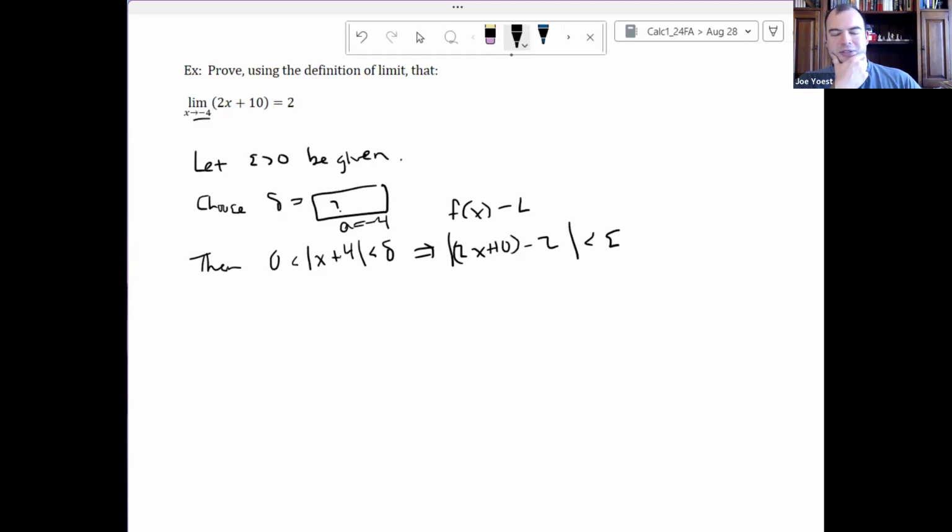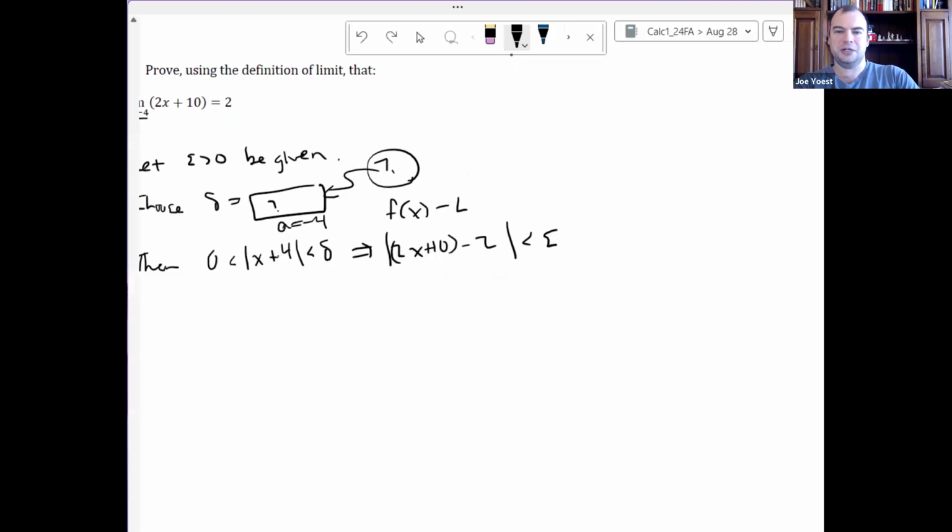So how do I choose my delta now? This is really the big question in all of these limit proofs. Well, really what I want to do is take the conclusion that I have in mind. I want to massage it, work with it algebraically, and try to make this inequality look something like absolute x plus 4 less than something. If I get absolute x plus 4 less than something out of this epsilon inequality, whatever that something is, I pick that to be delta. And then I basically reverse the order of the steps and write out the proof.